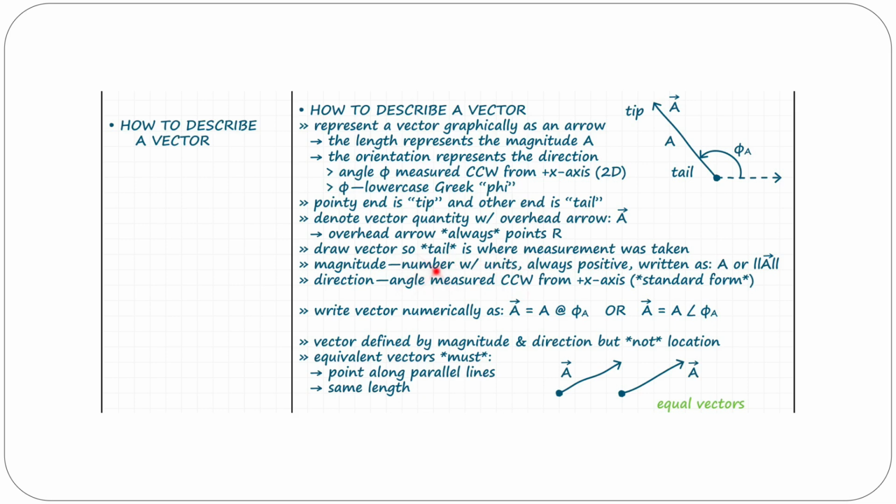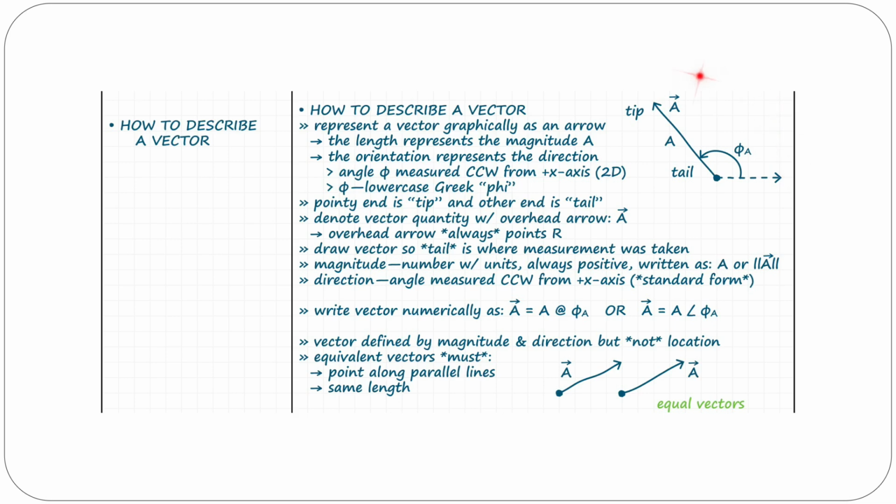The magnitude is a number with units. It's always positive. We typically write it as A without the overhead arrow, or this is the mathematical formal representation. This is like the absolute value because that's the amount of the vector. I usually use this format when I really want to emphasize the fact that this is the magnitude of a vector quantity.